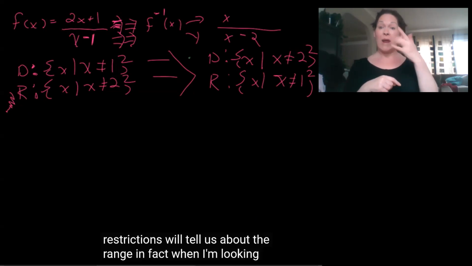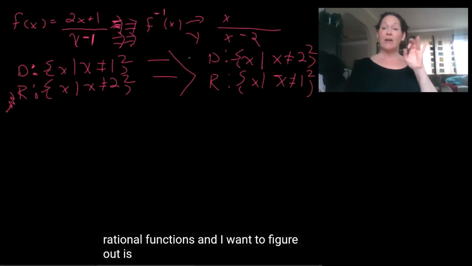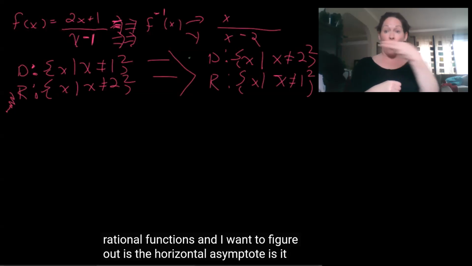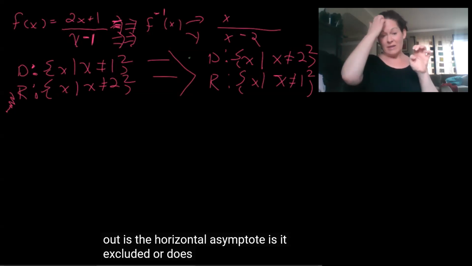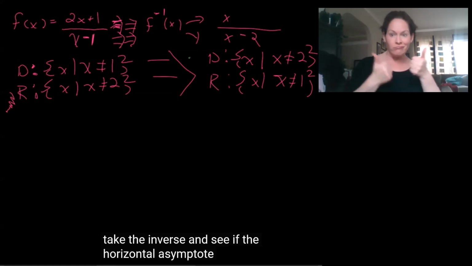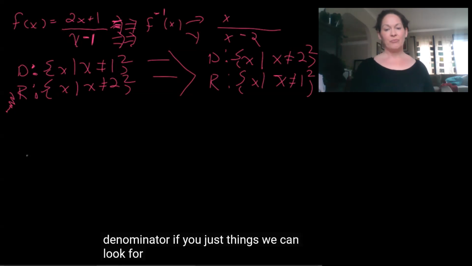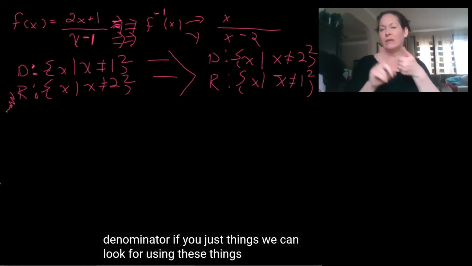In fact, when I'm looking at rational functions and I want to figure out whether the horizontal asymptote is excluded or whether the function crosses over it, I'll take the inverse and see if the horizontal asymptote ends up in the denominator. These are just things we can look for using these things. All right, good, I still have this.